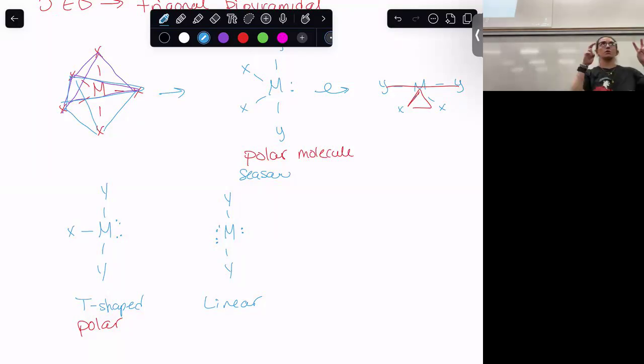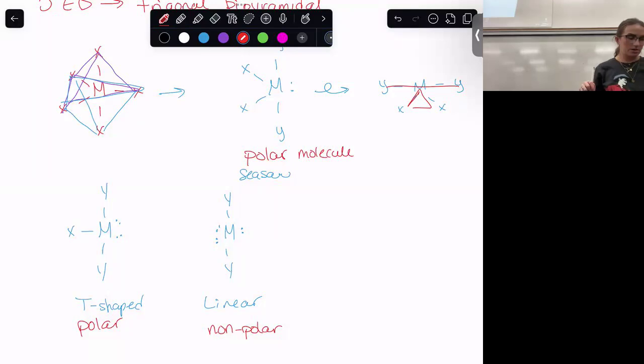You can think of them as like 3 bonds at the points of your triangle. They're all equidistant away. That's going to cancel out any effects that a lone pair would have on the symmetry. So this linear molecule now becomes nonpolar. So in this case, this is our first instance where there are lone pairs on the central atom, but you still have a nonpolar molecule. Questions on that one? Okay.